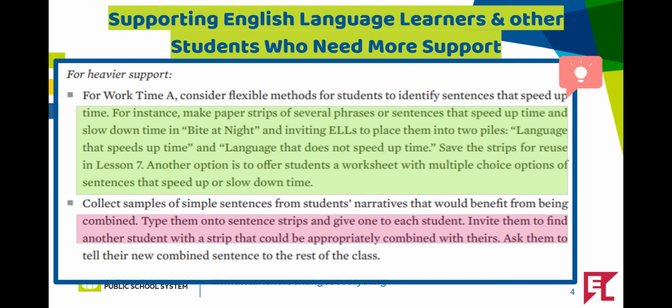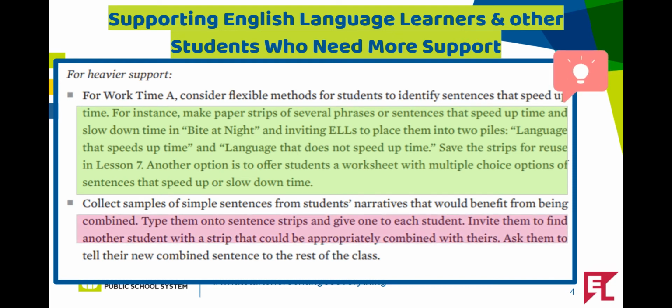For Work Time A, consider methods for students to identify sentences that are sped up. For instance, make paper strips of several phrases or sentences that speed up time and slow down time in Bite at Night. And invite ELLs to place them into two piles: language that speeds up time and language that does not speed up time. Another option is to offer students a worksheet with multiple choice options of sentences that speed up or slow down time.